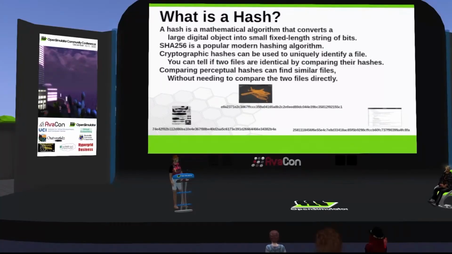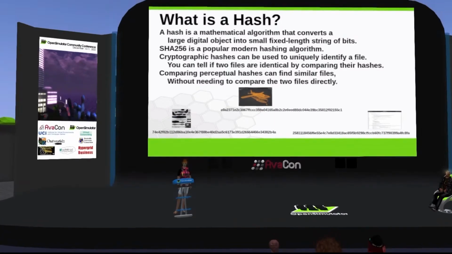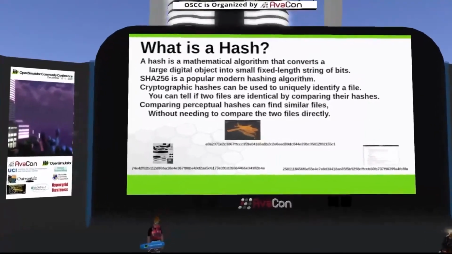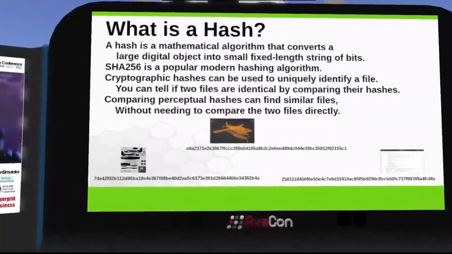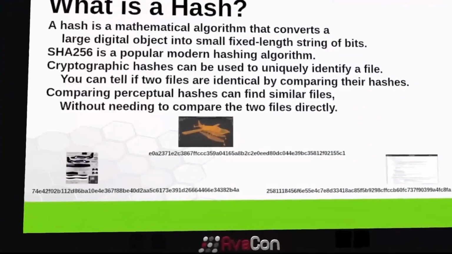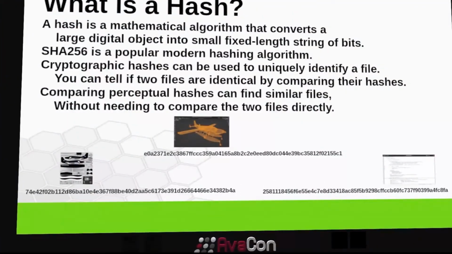SHA-256 is a popular modern hashing algorithm that's used all over the place, even in OpenSim. And it's called a cryptographic hash because if you take an object and you change one bit in it, you take a picture and you change one black pixel to white in the corner where you would never notice it, the hash will be very different. So here's some hashes on the bottom of the slide of a hash of an image, of a Blender file, a hash of a text file that has some code in it.